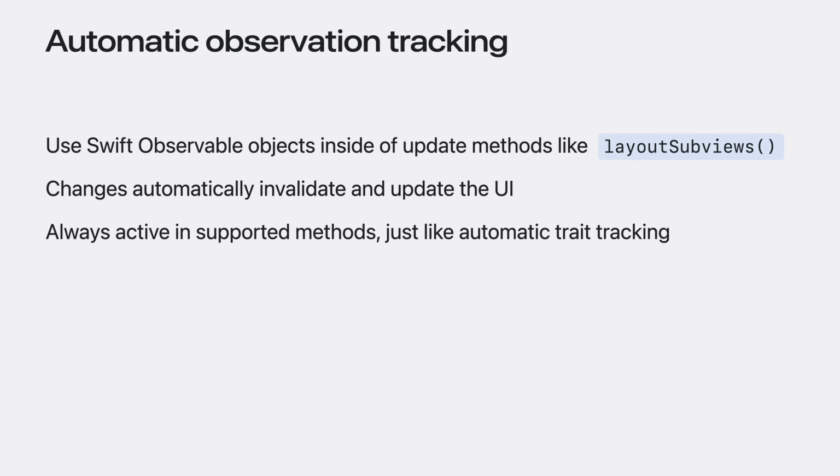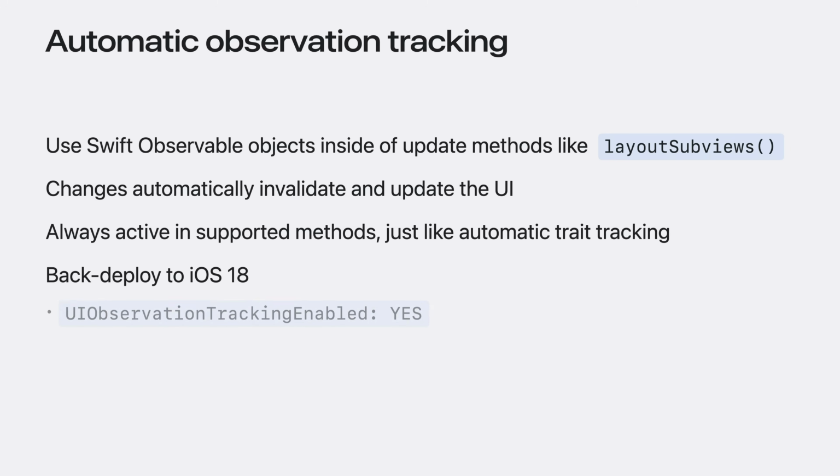In update methods like layout subviews, it automatically tracks any observable view reference, wires up dependencies, and invalidates the right views. No manual setNeeds layout required. You can back deploy this on iOS 18 by adding the UI observation tracking enabled key to your info plist. On iOS 26, it's enabled by default. I'll go over a couple of examples of automatic observation tracking in action.